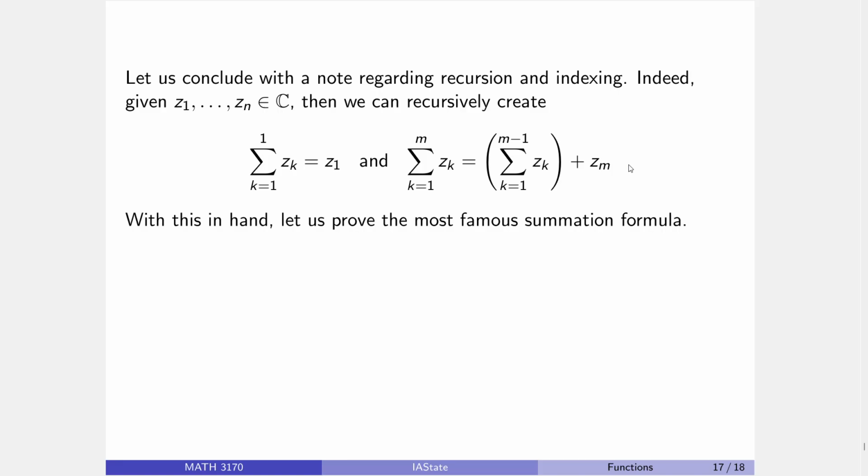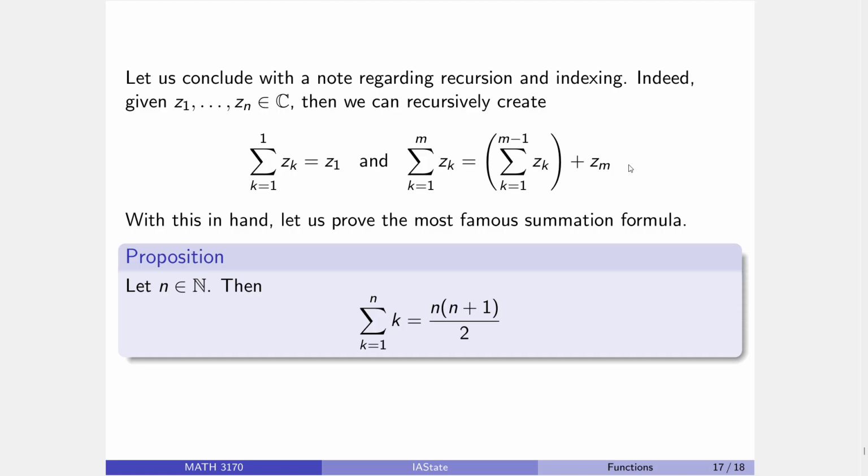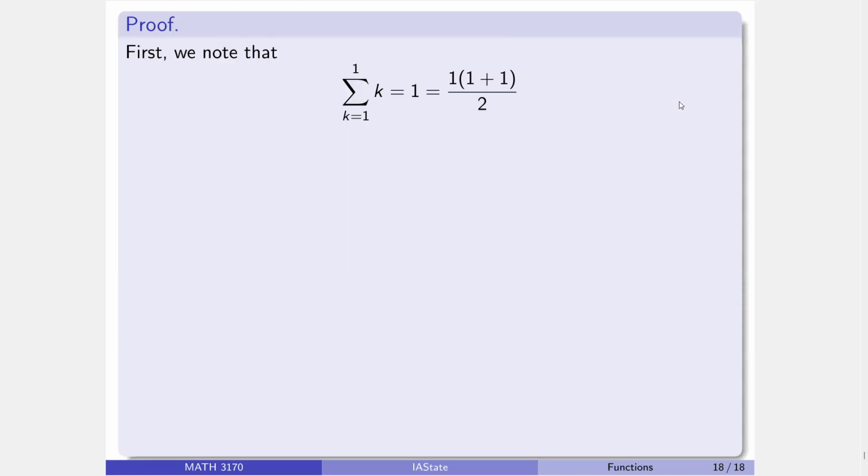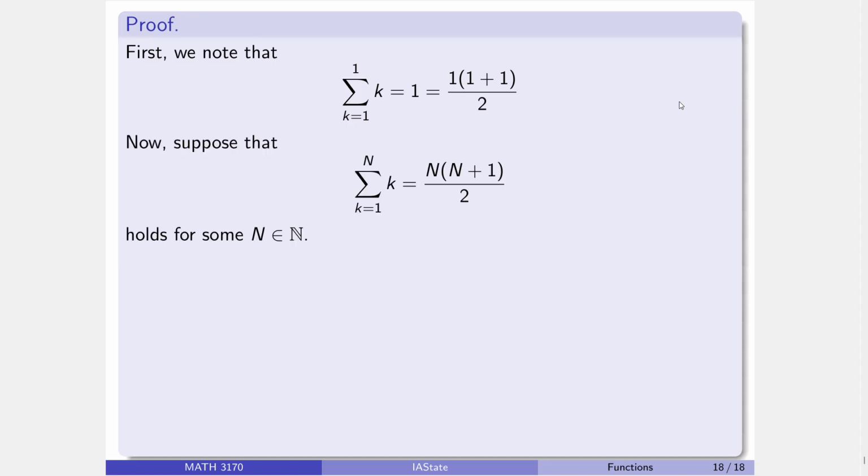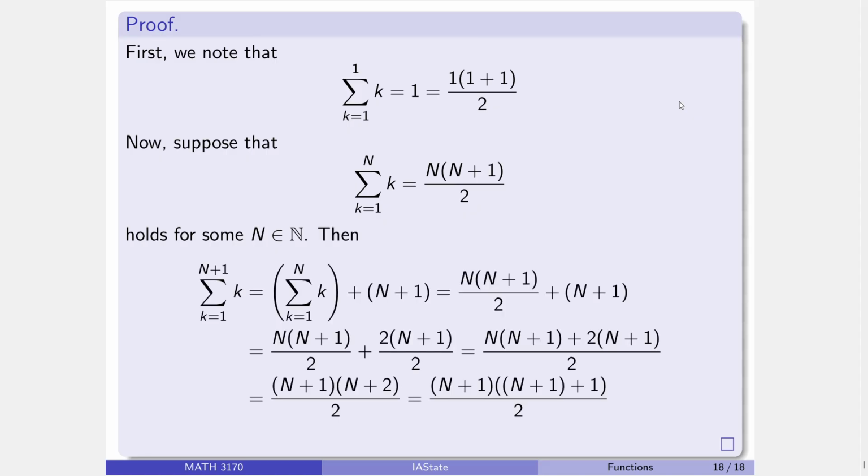With this in hand, we now know how to recursively work with summations, and so we can prove an incredibly famous summation formula, the sum of the first n numbers, which is n times n plus 1 all over 2. Very famous result, and since we used recursion to define these things, we're going to use induction in the proof. So, base case. Well, plug in 1. There you go, it works. Now, suppose it works for some n, I'll show it works for n plus 1.